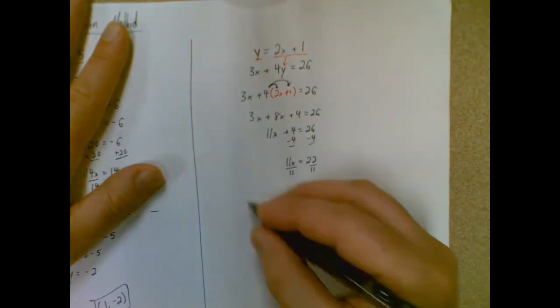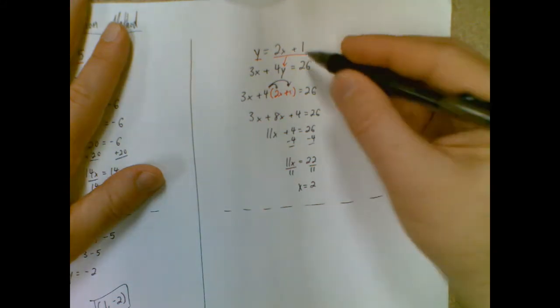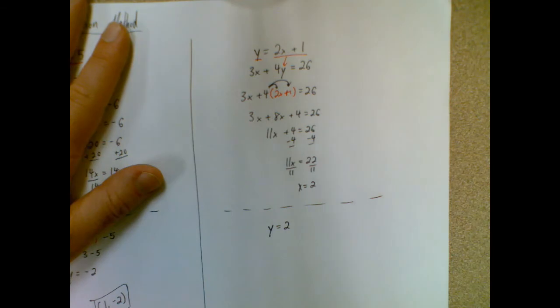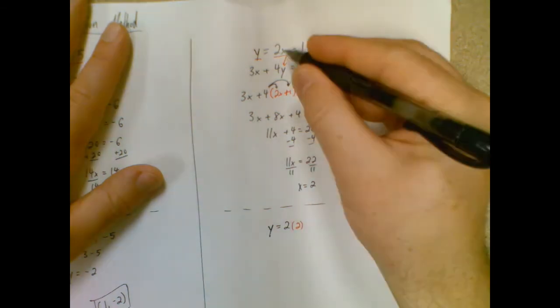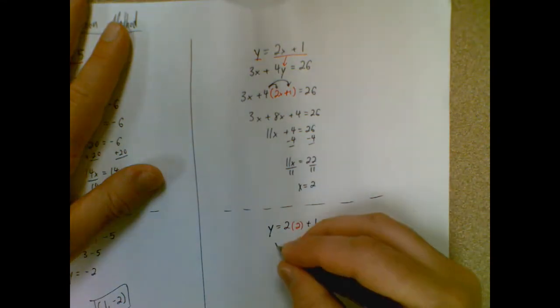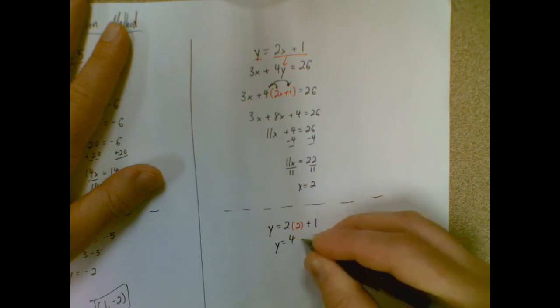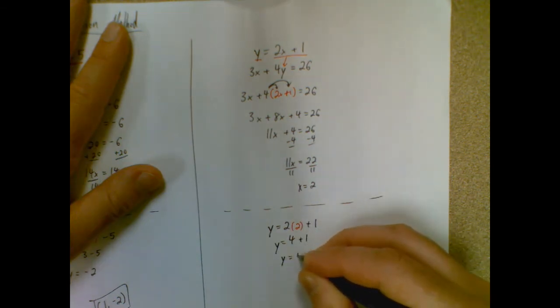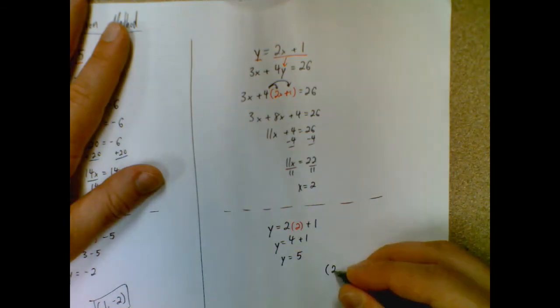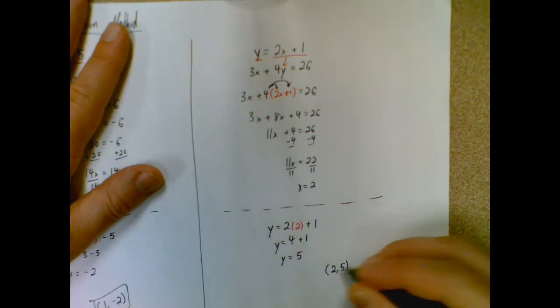That's the first part. I have x. I also need y. So I'm going to come back up to my first equation and plug x in. y equals 2 times the 2 I'm plugging in, because it's 2 times x, so 2 times 2 plus 1. So y equals 5. So right now it's looking like 2 comma 5, because it's x comma y. I always put those in alphabetical order.